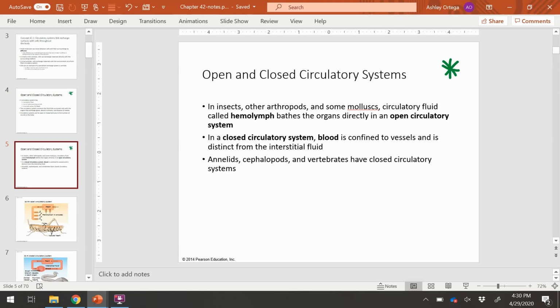Whereas in a closed circulatory system, blood's going to be confined only to the vessels, and it's going to be distinct from the interstitial fluid that's between cells and between different organs and different tissues. And so annelids, cephalopods, and vertebrates all have closed circulatory systems.